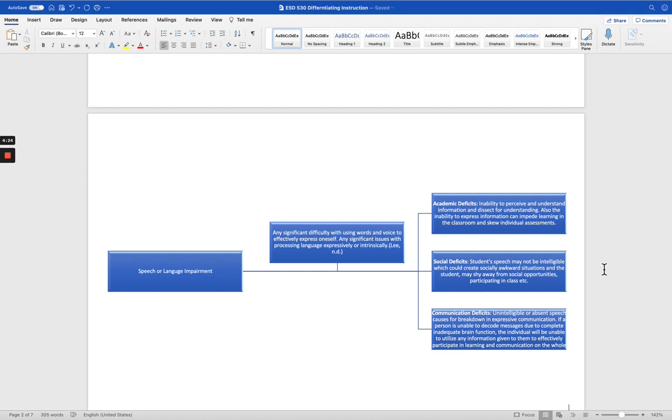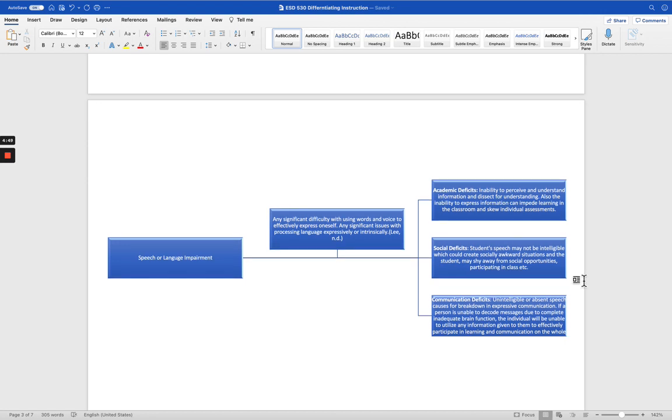Communication deficits. This would present as unintelligible or absent speech, causing a breakdown in expressive communication. Also, if a person is unable to decode messages due to inadequate brain function, the individual will be unable to utilize any information given to them to effectively participate in learning and communication on the whole.